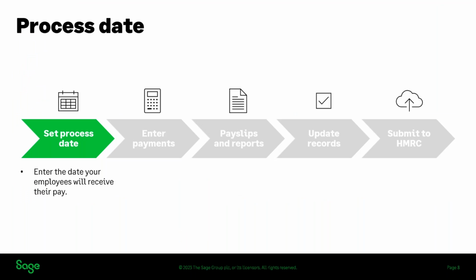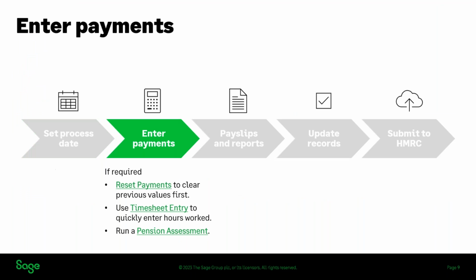So let's recap where we're up to now. We set our process date to the date the employees are paid. We've been into enter the payments. So we could reset the payments first. Timesheet entry is another way to enter hours worked. And running a pension assessment would be your next step if you use our pensions module.